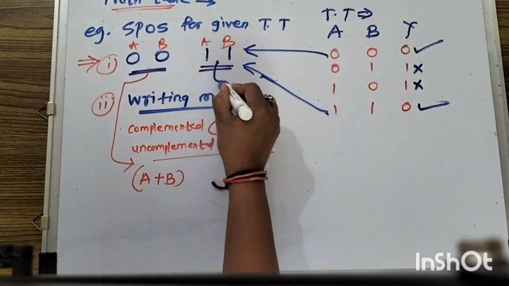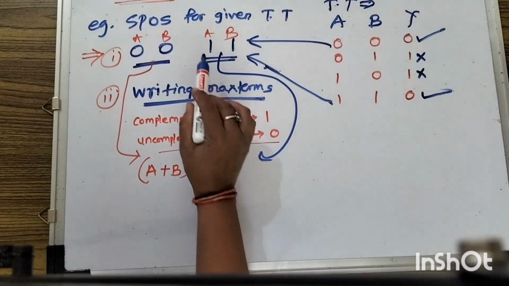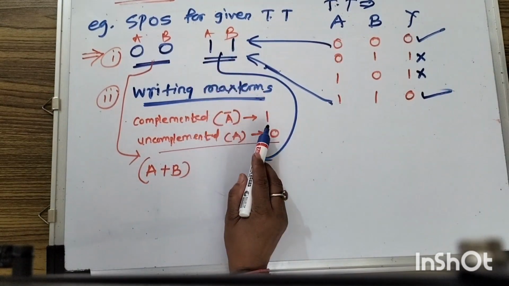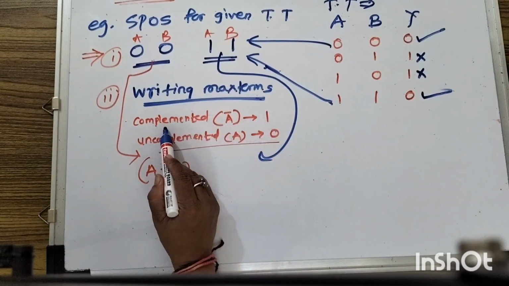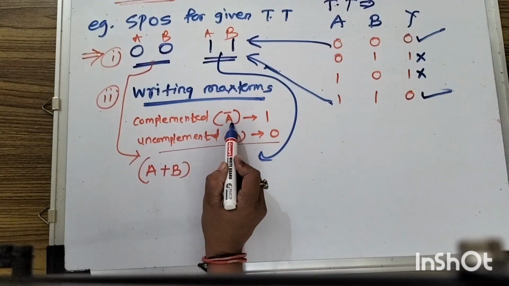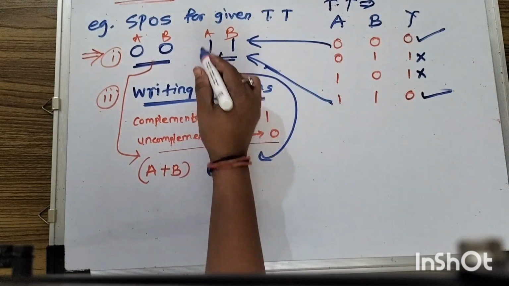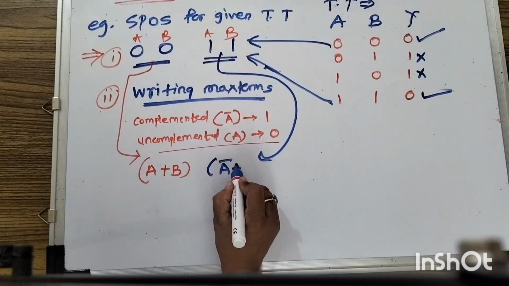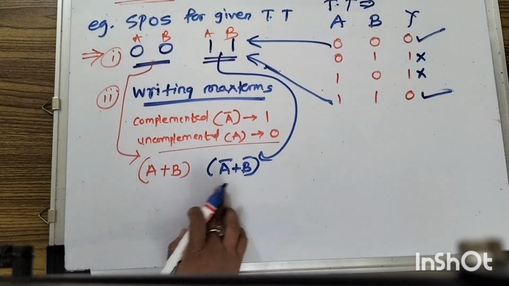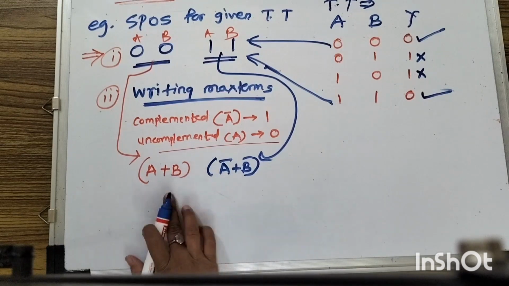Now see the second term. The second term is 1, 1. 1, 1 means we have to consider 1 in complemented form, so we write A bar plus B bar. So these are my two max terms.